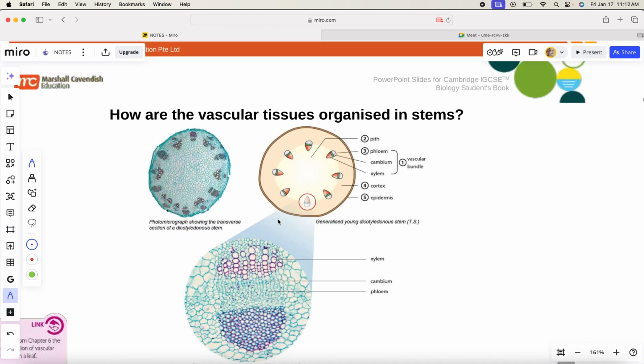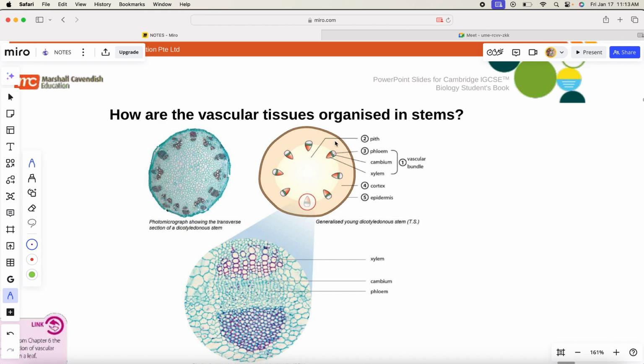How are the vascular tissues organized in a stem? You know the vascular tissues, the one in the leaf, for example. Inside the leaf you have the vascular bundles, where we have the xylem cells, the phloem, the cambium, the cortex and the epidermis. These vascular bundles can be identified. This is the xylem, and these tiny ones are the phloem. And in between them, you have what we call the cambium.